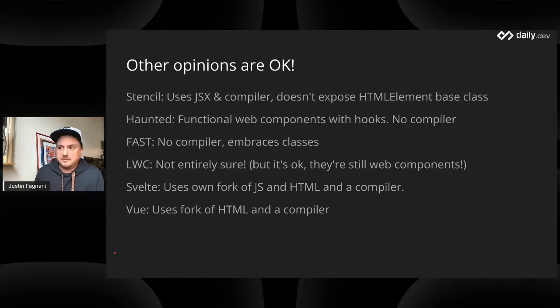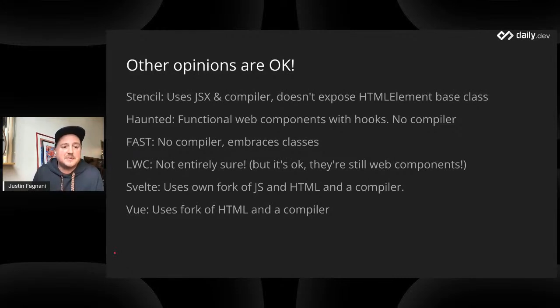There's also a library out there that can use Lit called Haunted, which gives you React-style functional web components. Instead of a class, you write a function that returns a template value, and that has hook support. So that's another valid opinion. And that one doesn't use a compiler either, because it can use tagged template literals. FAST is a framework from Microsoft that's very similar to Lit. It uses no compiler and also embraces classes. LWC, Lightning Web Components, is from Salesforce. I am not 100% sure if they use a compiler or not.